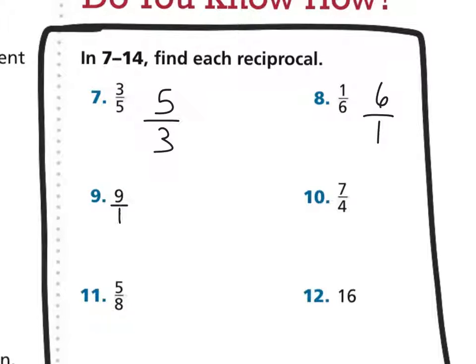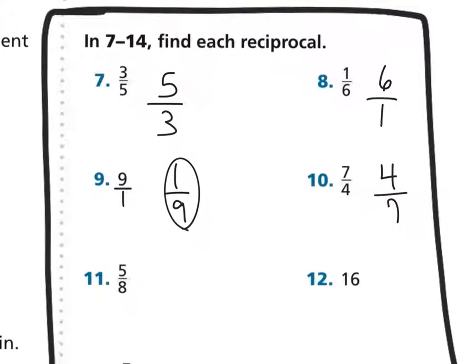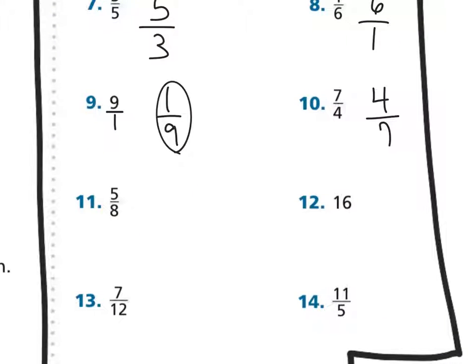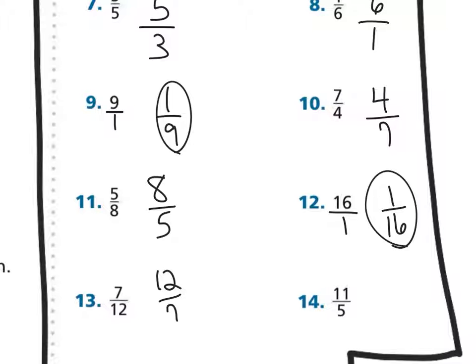Number 9, first of all, we're going to write that as 9/1, and then the reciprocal would be 1/9. Number 10, reciprocal is 4/7. 11, reciprocal is 8/5, and you can leave it as 8/5. 12, first of all, is 16/1, so the reciprocal would be 1/16. 13, the reciprocal would be 12/7. 14, the reciprocal would be 5/11.